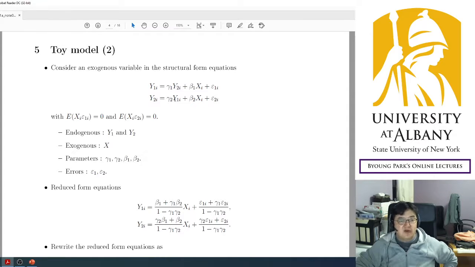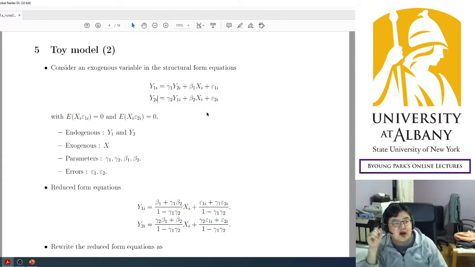And as before, the problem here is y2 affects y1, then y1 affects y2. So they are going back and forth, and it's a reverse causality problem here. And then you want to determine y1 and y2. They are endogenous variables. Simply solve these equations for y1 and y2. So then as a result, you will get this.